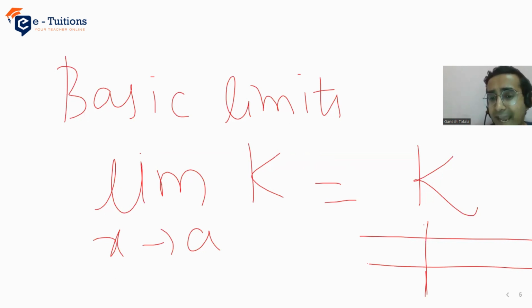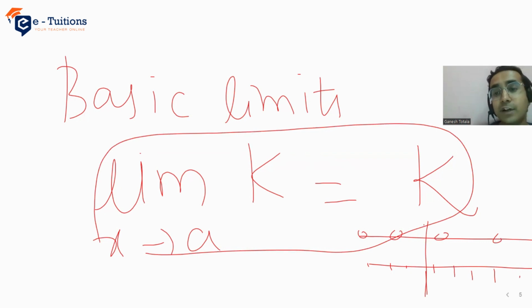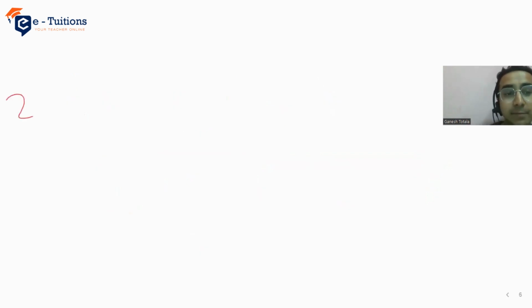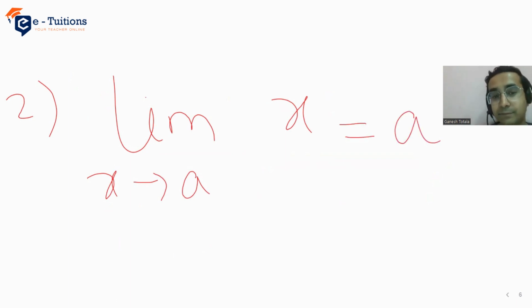So at every instant of time we will be having the value fixed. That's why the limiting value of any constant function is always equal to the same constant, that is k. Now, next limit: suppose I have to find the limit of x as x is tending towards a, this is always equal to a.